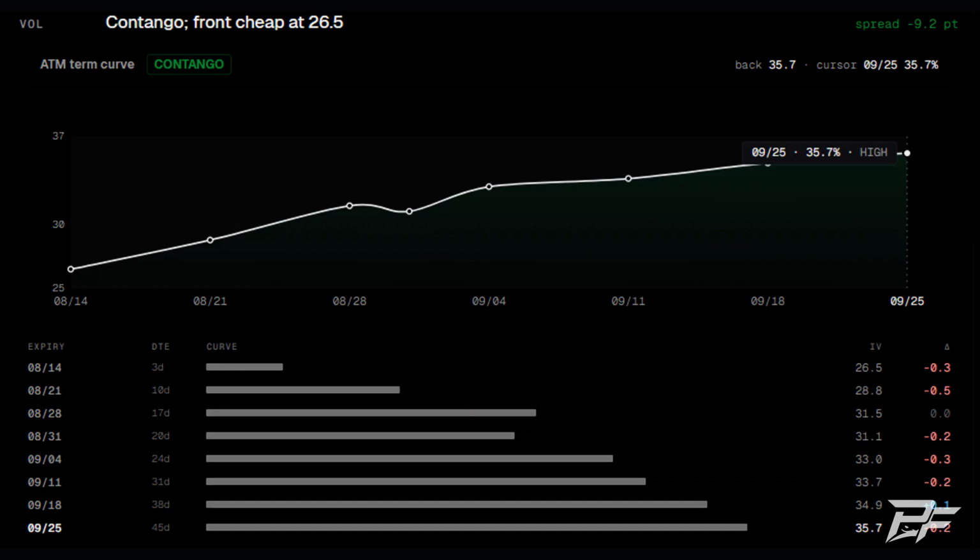And watch for the kink. One expiry bulging above its neighbors flags exactly which date the market fears. A Fed meeting, an earnings date, a deadline. The market literally marks its calendar in the vol surface. Persistent backwardation that won't resolve is crisis pricing, a different animal entirely.